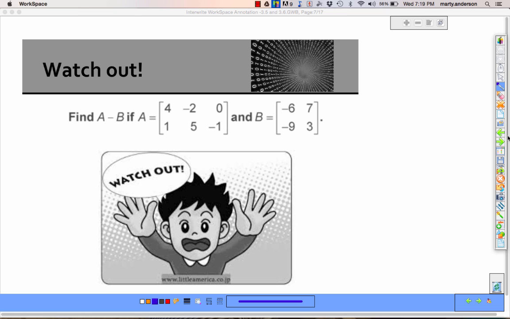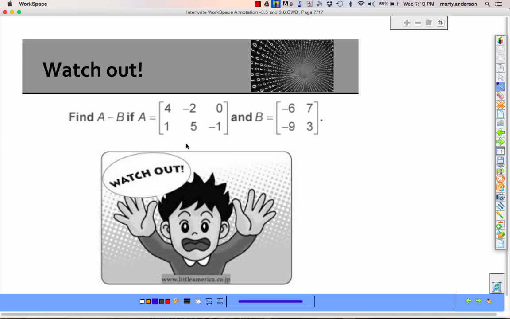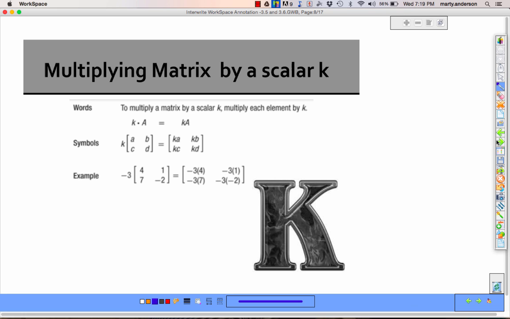Sorry, skip it. Here's an example of something that you can't do. Well, that's still plus. This is a 3 by 2. This is a 2 by 2. Since you have to match up the corresponding elements, there are not enough columns in this one. So you can't add a 3 by 2 and a 2 by 2.